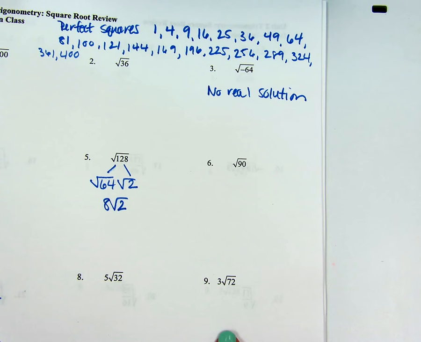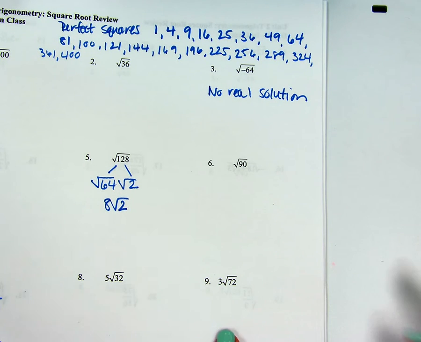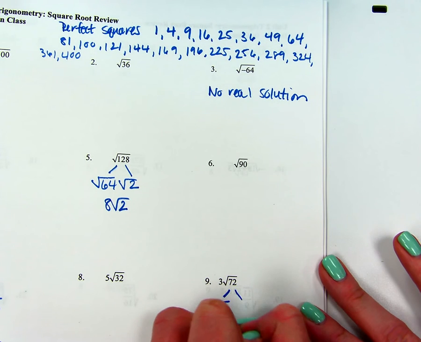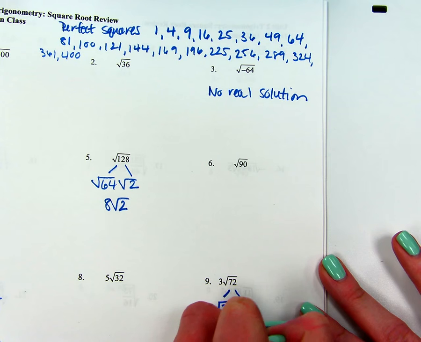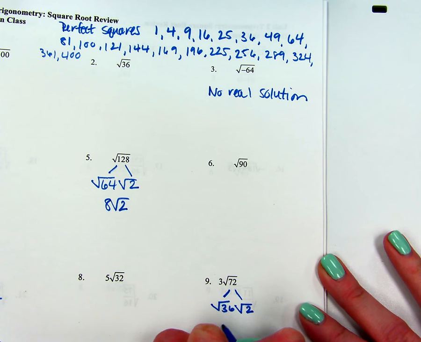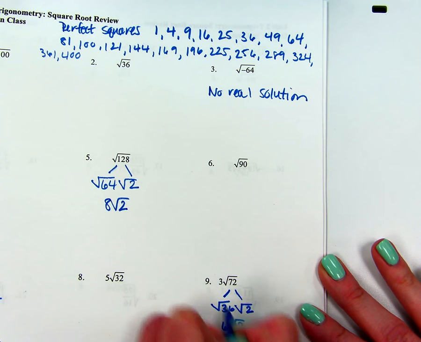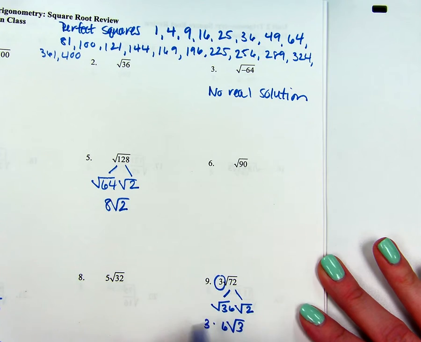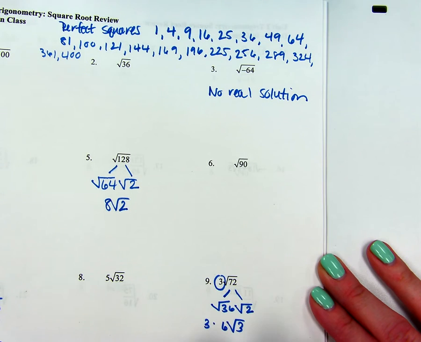9. Same thing again with number 9. 72 isn't a perfect square. So we're going to take the square root of 36 and the square root of 2. So this breaks down to 6 root 2. Don't forget about your 3. So it's 3 times 6. So that becomes 18 root 2.